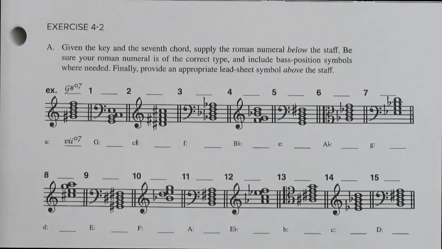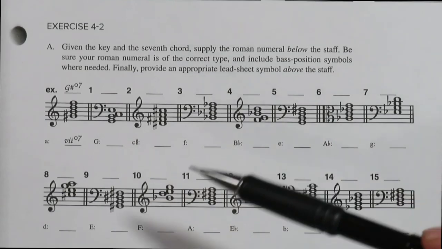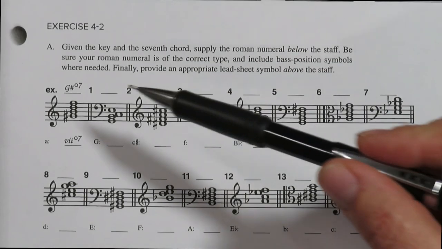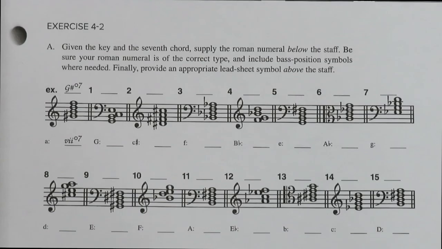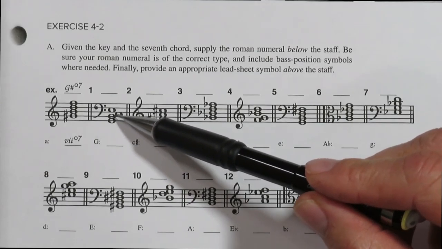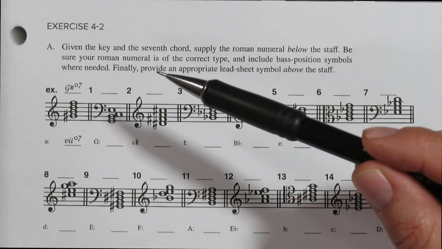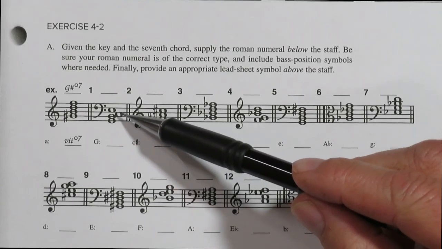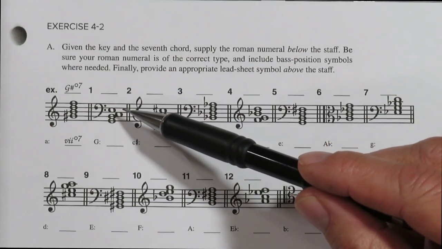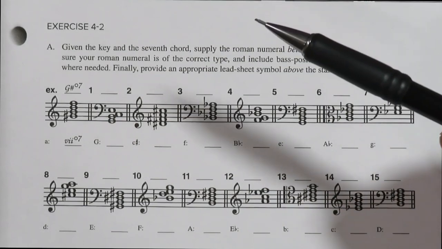Okay, so here we are, 4-2, part A, and we are to provide the Roman numeral and inversion symbol necessary, and also the lead sheet symbol above. So it looks like number one is in an inversion, correct? And if you look closely, we can see that it is a 4-3, all right? G to C is a perfect fourth, and G to B is a major third, therefore it's a 4-3. So the fifth is in the bass.